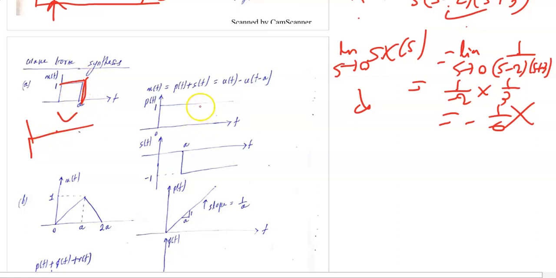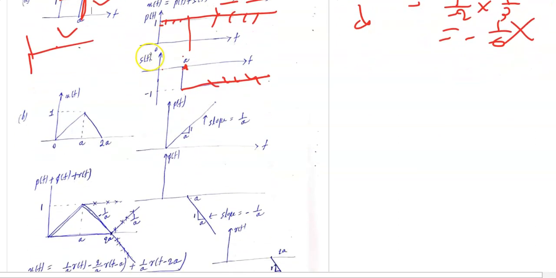How to represent this? First, you launch a step function, then you launch the same step function with opposite polarity at t equal to a. What happens when you add them together? This portion and this portion get cancelled, because here it is 1 and here minus 1. Ultimately we have u(t) minus u(t minus a), which gives this pulse.